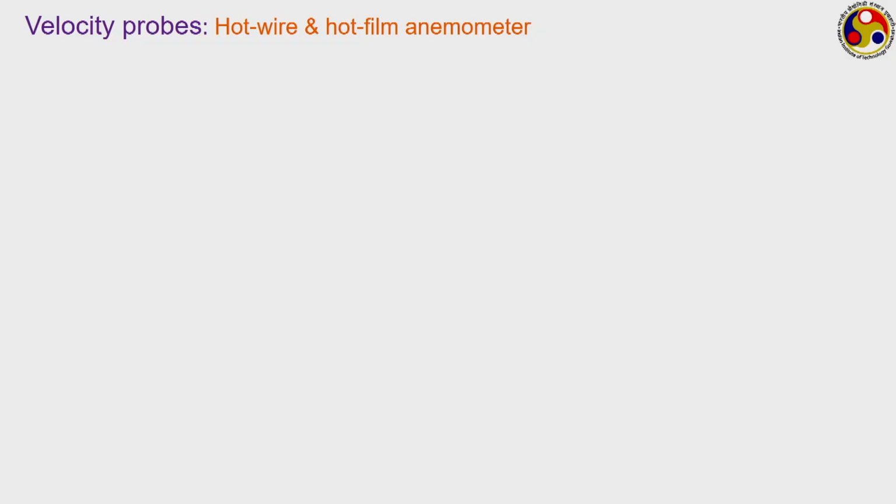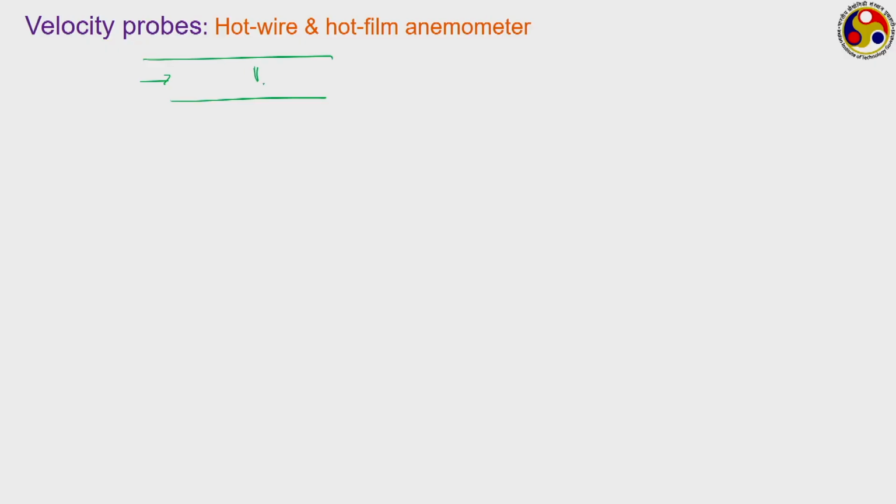Next one, a very common instrument is the anemometer, which, as I have mentioned shortly back, uses the same principle as the thermal mass flow meter, but is used for velocity measurement. We can have two types of anemometers, hot wire anemometer or hot flame anemometer.